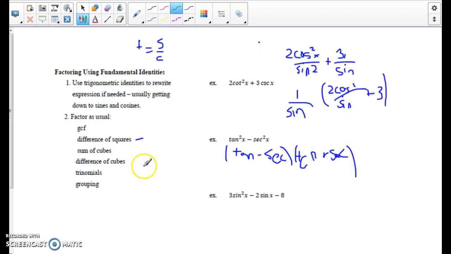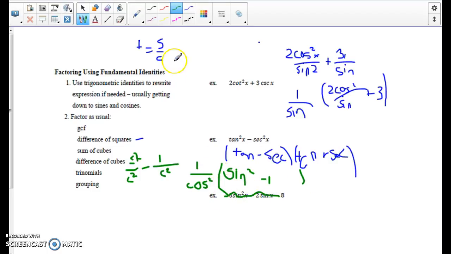Probably. So, tangent is sine over cosine. So I'm going to do sine squared over cosine squared, minus 1 over cosine squared. Do you notice how they have something in common? That 1 over cosine squared. So I'm going to pull out a GCF of 1 over cosine squared. And in parentheses, what I'll have left is sine squared minus 1. Now I can scribble it out. I can continue because that's a difference of squares.